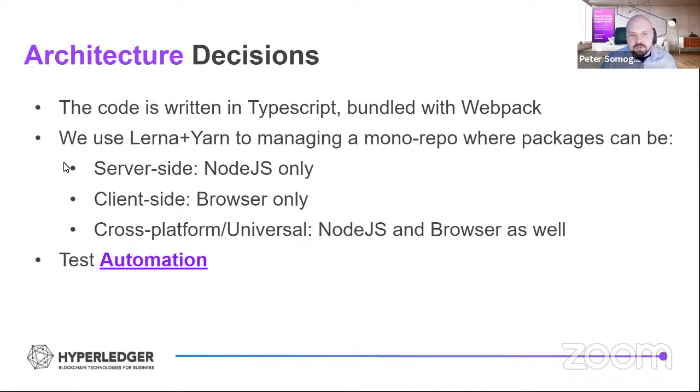And we use Lerna plus Yarn to manage a mono repo, which is the backbone of the plugin architecture, meaning that there are separate packages within the same Git repository, which allows us to quickly add new ones and to have code sharing between the backend and the front end. So we have packages that are cross-platform and universal, meaning that they run the same way both in Node.js and in the browser. And then the other big decision we have is to focus a lot on test automation.